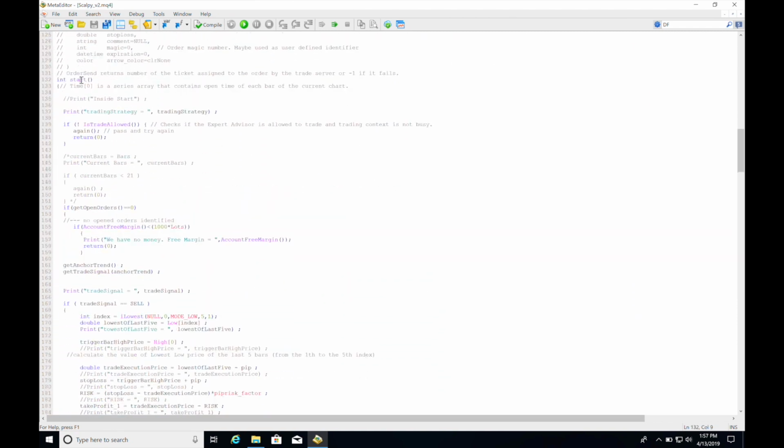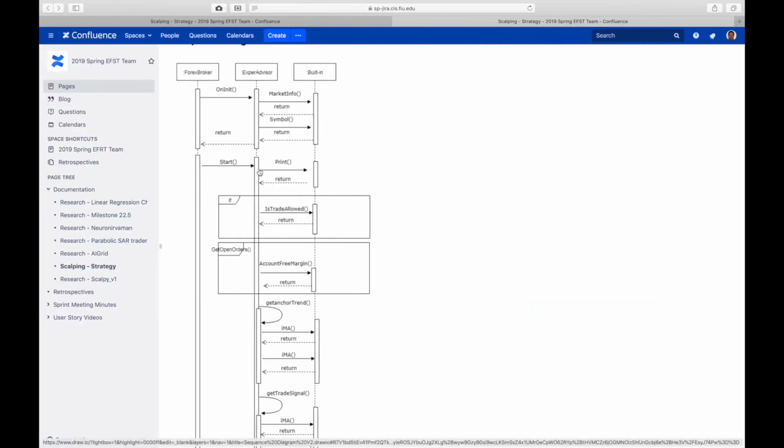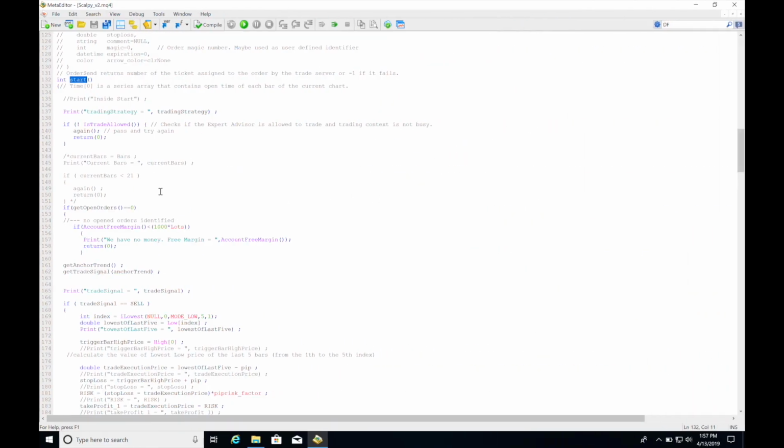And for that, we go down here. The very first thing is we're going to print our trading strategy, and that is depicted right here. So it prints it and it returns. The next thing is we'll check an if condition. If get open orders is equal to 0, and to see what get open orders is, we'll go to that one.